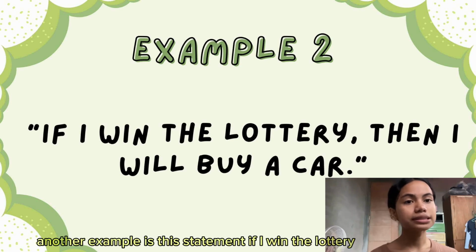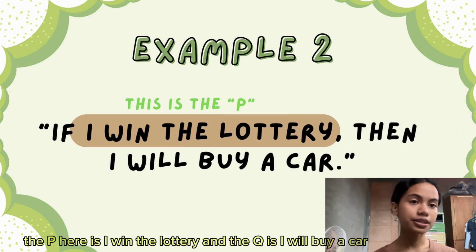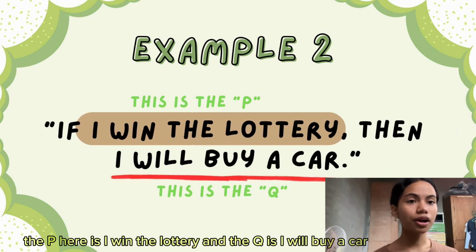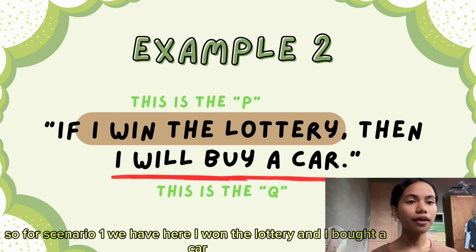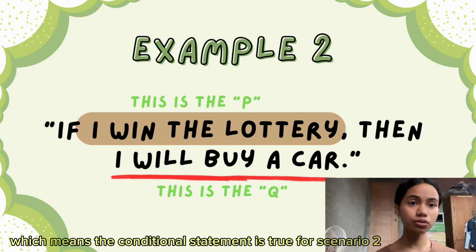Another example is this statement. If I win the lottery, then I will buy a car. The P here is I win the lottery, and the Q is I will buy a car. So for scenario 1, we have here I won the lottery and I bought a car. So both P and Q are true, which means the conditional statement is true.